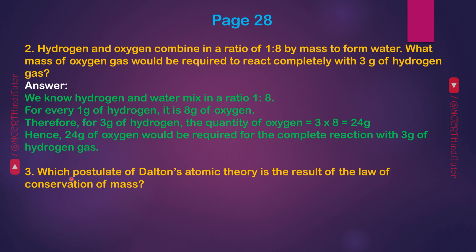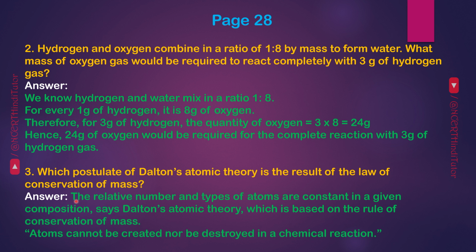Question 3. Which postulate of Dalton's atomic theory is the result of the law of conservation of mass? Answer: the relative number and types of atoms are constant in a given composition, says Dalton's atomic theory, which is based on the rule of conservation of mass. Atoms cannot be created nor be destroyed in a chemical reaction.